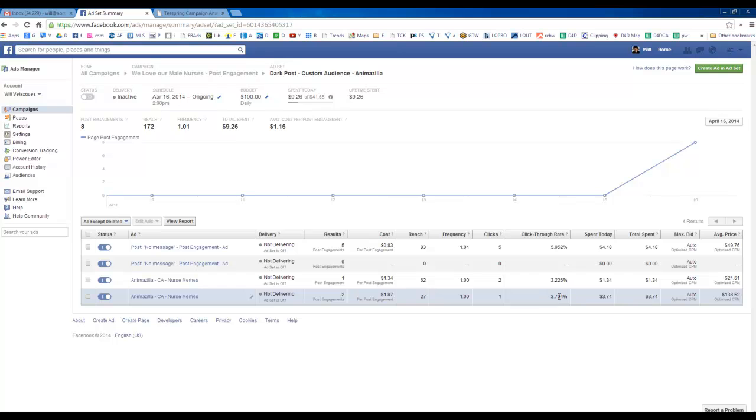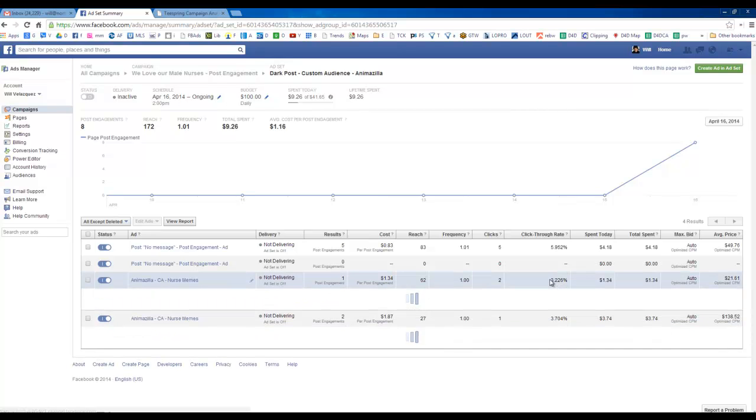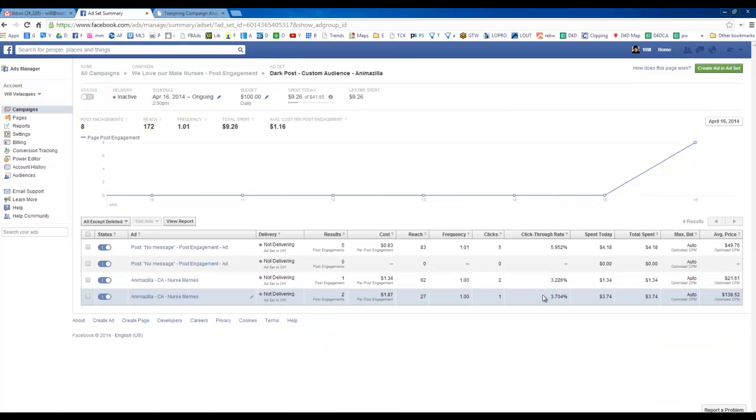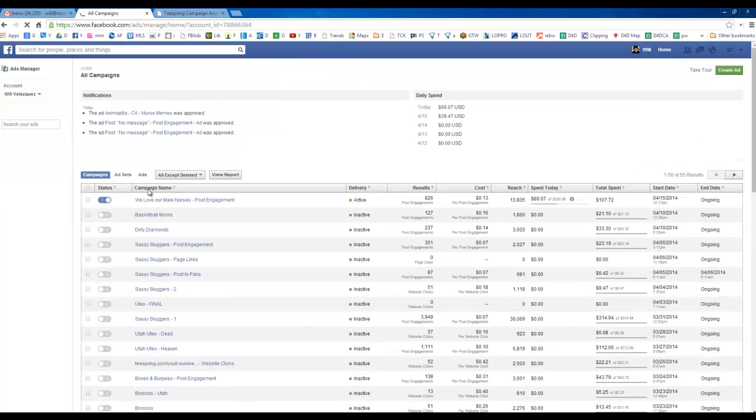And not just that, but I also noticed my click-through rates seemed to be really low, 3.226, 3.7, which kind of surprises me because these are supposed to be pretty active fans of these groups that I pulled from. But the reason I stopped it is not just because of the click-through rates being so low, but really because I've been watching and we've been getting some good activity from the ad sets that we created earlier. So let's take a look at those real quick.